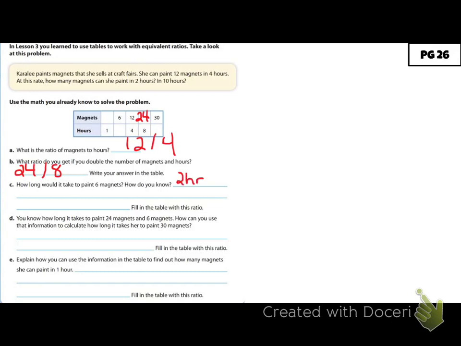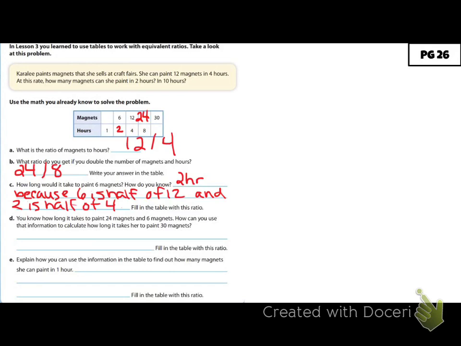So how do we know that? Just like we explained. Because 6 is half of 12, and 2 is half of 4. So now we want to fill in the table with this ratio, so we would come up here and fill in the 2 underneath our 6.